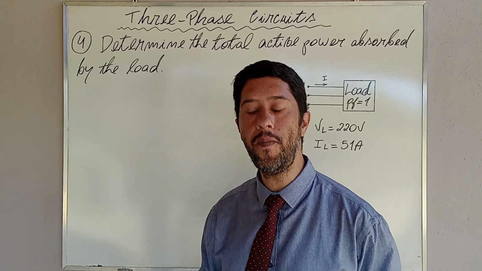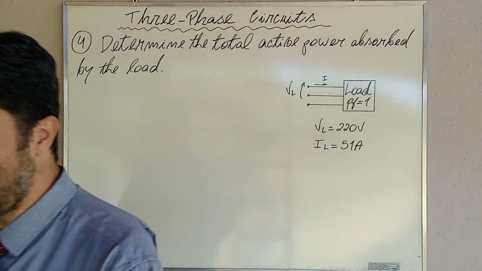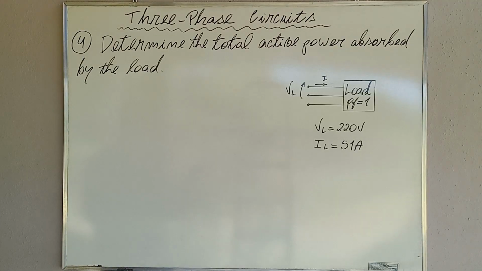Exercise number 4. A balanced three-phase load is supplied by a system with a line-to-line voltage of 220 volts. Each line carries a current of 51 amps and the power factor is unity. Determine the total active power absorbed by the load. This is the question. Let's go to the solution.